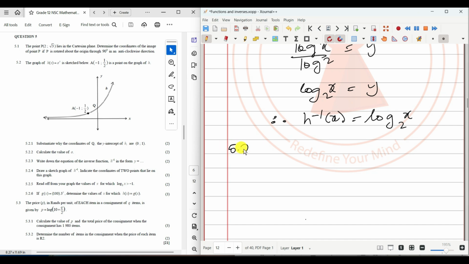5.2.4. Draw a sketch of the inverse of h indicating the coordinates of 2 points that lie on the graph. This is interesting, guys. What you will need, you see, point Q is (0, 1). This therefore says you will need (1, 0).